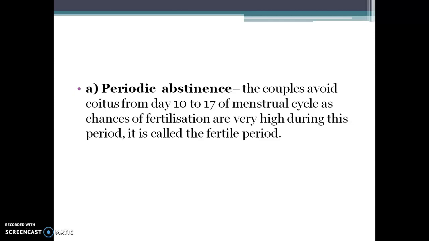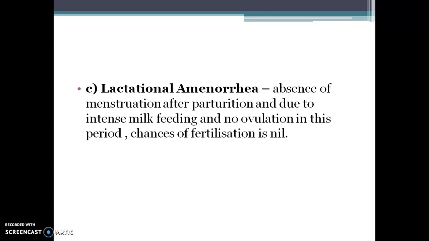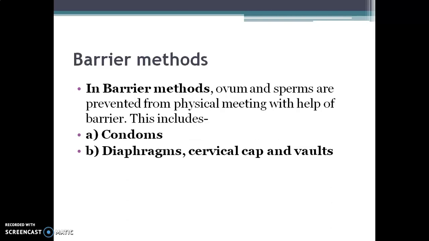Okay, so what is periodic abstinence? The couple should avoid coitus from day 10 to 17 of menstrual cycle. Clear? Then withdrawal or coitus interruptus. Male partner withdraws penis from vagina just before ejaculation to avoid insemination. Then third one, lactational amenorrhea. That is absence of menstruation after parturition and due to intense milk feeding and no ovulation in this period, chances of fertilization is nil. Okay, so these are natural or traditional methods.